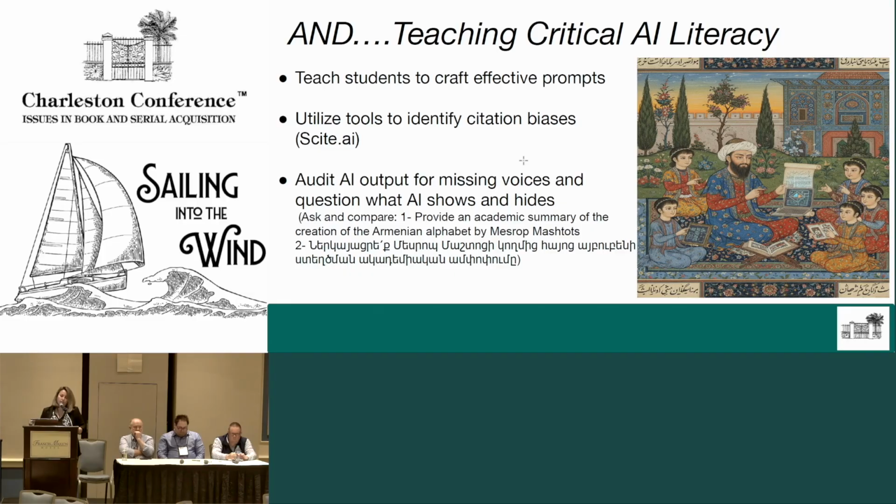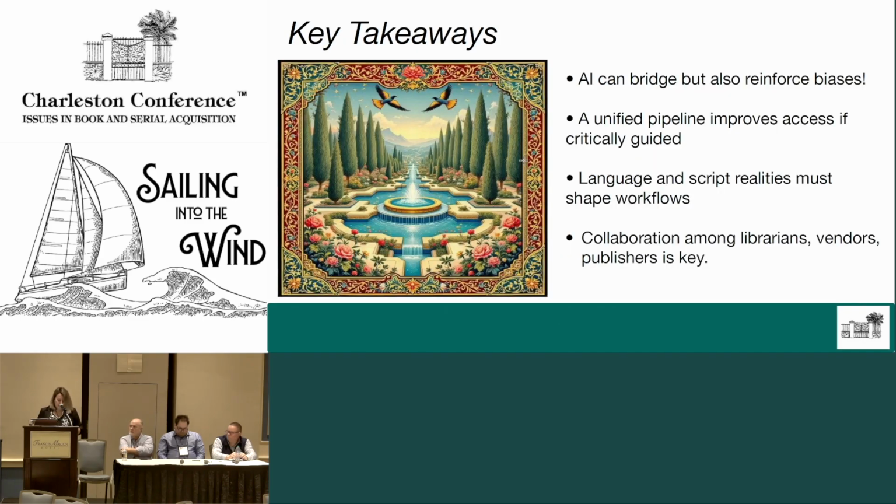So I gave a practical example here: when you use AI, it's better to ask it in two or three different languages, like providing an academic summary of the creation of the Armenian alphabet by Mesrop Mashtots in English and in Armenian, then compare the outputs. Does the English summary prioritize Western, US, UK scholarly sources? Does the Armenian summary cite different scholars or frameworks? Does the AI hallucinate sources in one language but not in the other? And this ensures students, scholars, and our users question both what AI shows them and what remains hidden, and it's really important. And here are the key takeaways.